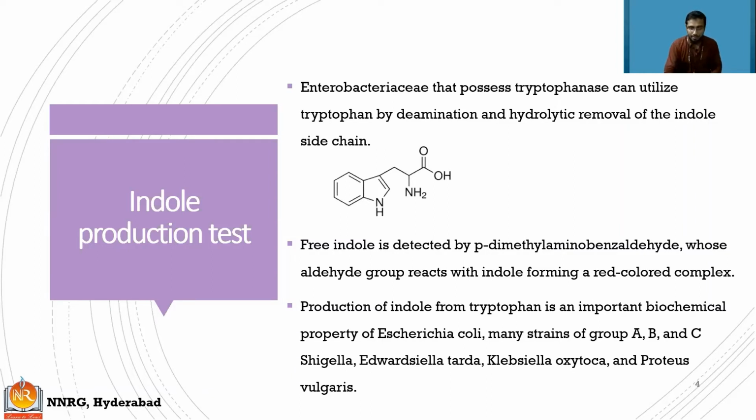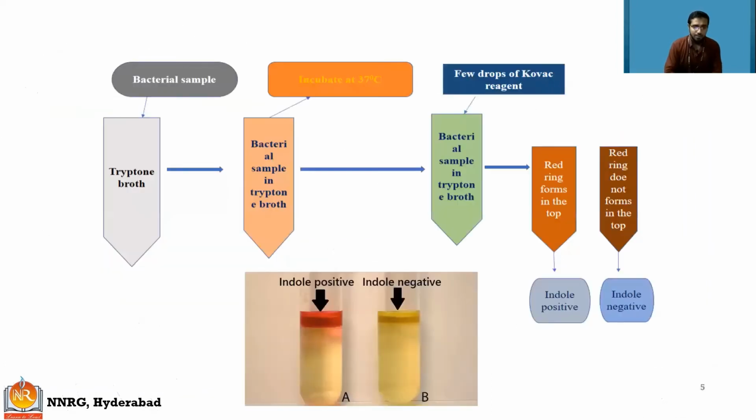Okay, let us see the procedure. First, the bacterial sample is taken, because it has the particular bacteria we need to test. That will be added to a nutrient medium. Which type of nutrient medium? The nutrient medium which has tryptophan in it. If I take a nutrient medium having glucose, it will be a glucose broth. Similarly, if I want tryptophan, it will be a tryptophan broth. So the bacterial sample will be added to the tryptophan broth.